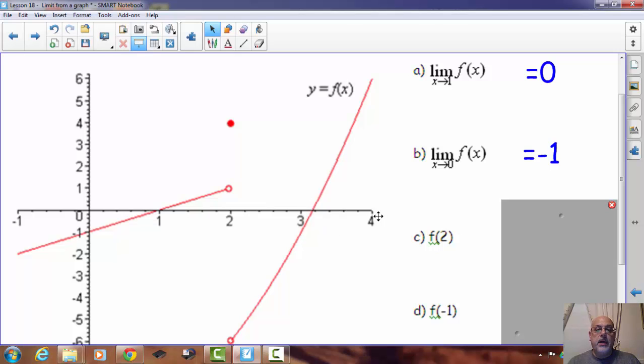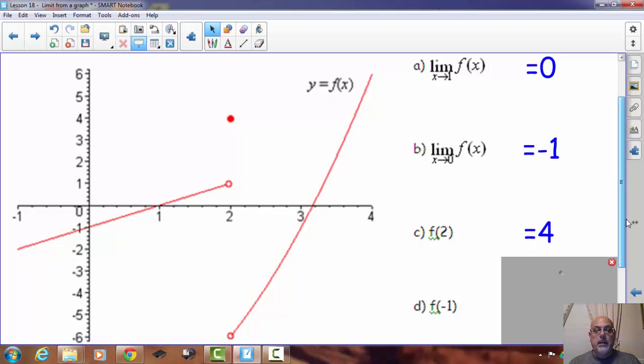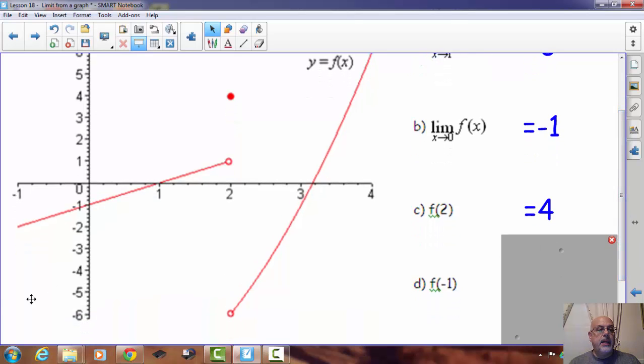The next thing is evaluate f of 2. When x is 2, what's y? You have the open circle at 1 and the closed circle all the way up at 4. That's f of 2. So f of 2 is 4. And then if we look at f of negative 1, when x is negative 1 here on the left, y will be negative 2.